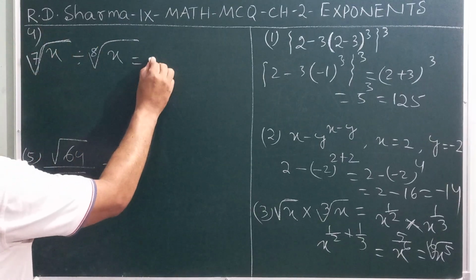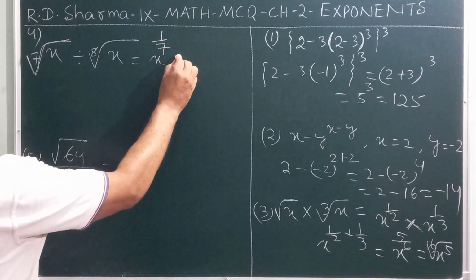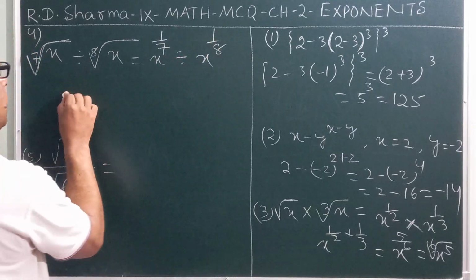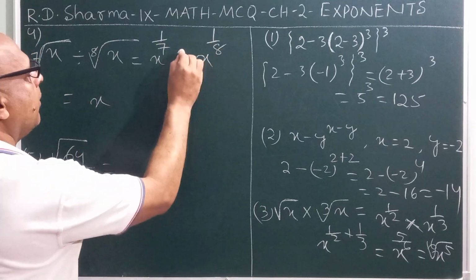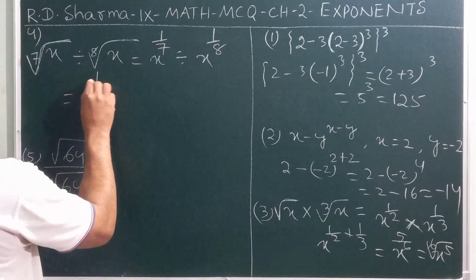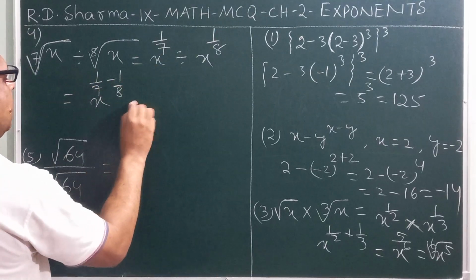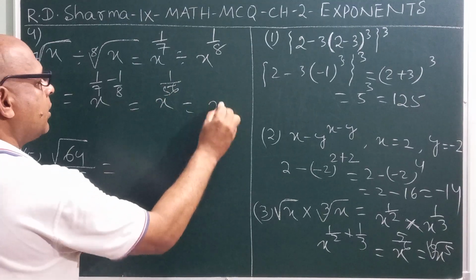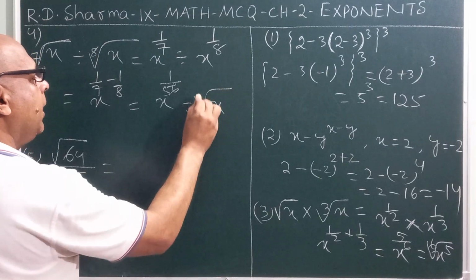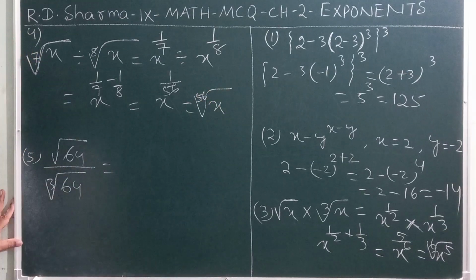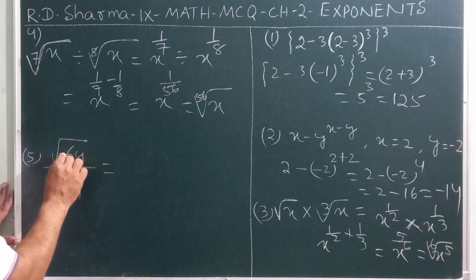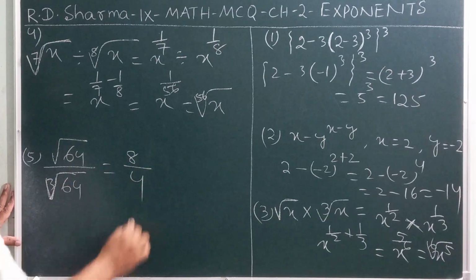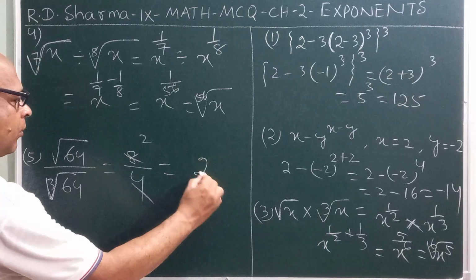The root over x to the power 1 by 7 divided by the root over x to the power 1 by 8. Base same, division, power minus: 1 by 7 minus 1 by 8 equals x to the power 1 by 56. Next, 64 root over 8 root q 64, 4, 8 cancel, answer 2.